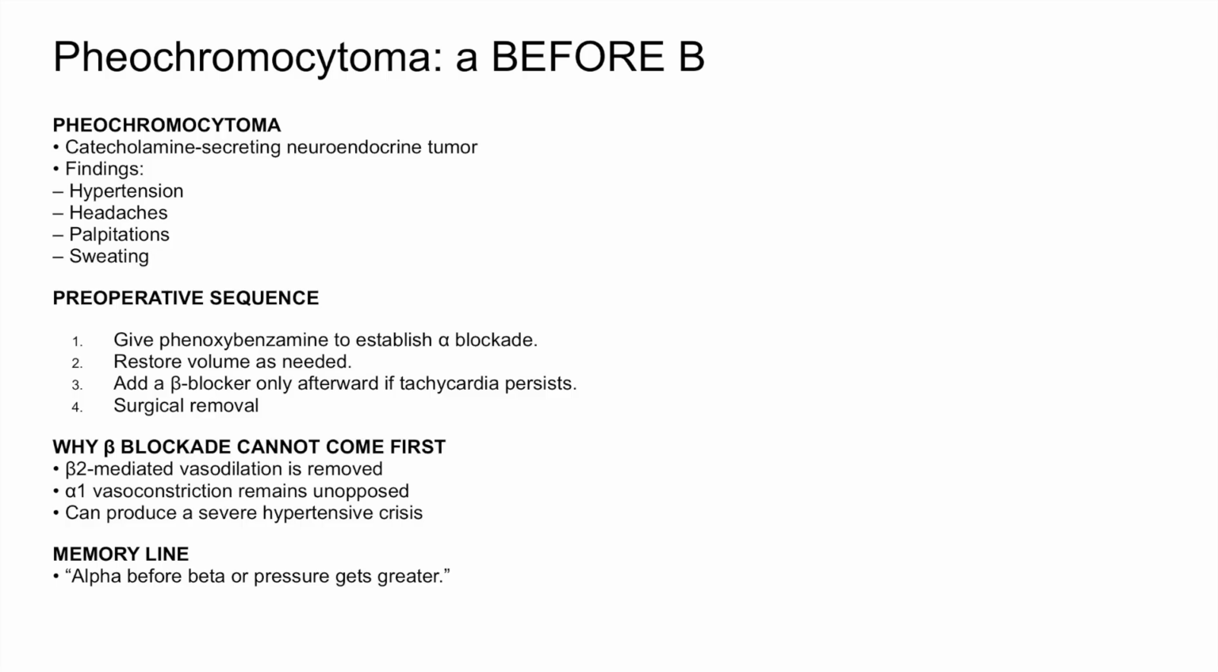Giving the beta blocker first is pretty dangerous because blocking beta-2 receptors removes important vasodilatory pathways with alpha-1 mediated vasoconstriction remaining fully active. So the result is unopposed alpha effect, which can abruptly increase systemic vascular resistance and precipitate a hypertensive crisis, which will then lead to pulmonary edema, myocardial ischemia, and acute heart failure. The safe sequence is therefore alpha blockade, volume restoration, and then beta blockade only if needed, and finally surgery.